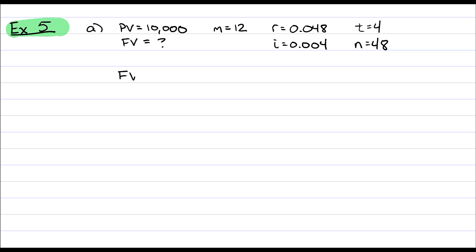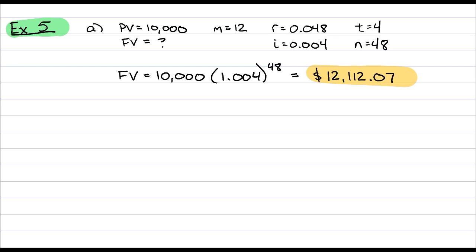So the future value here is $10,000 times 1.004 raised to the 48th power. When I calculate that, I get $12,112.07. So since Gary doesn't make any payments at all while he's in college, this is how much he owes when he is done with college.